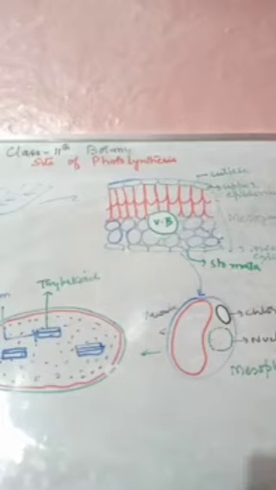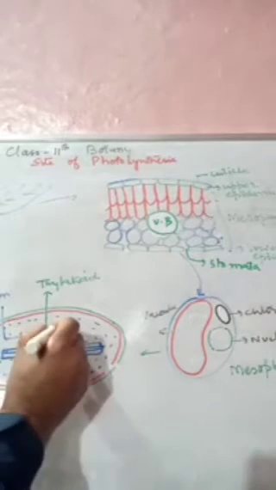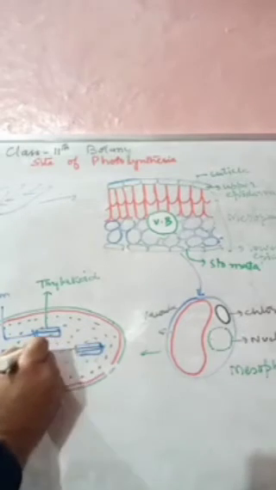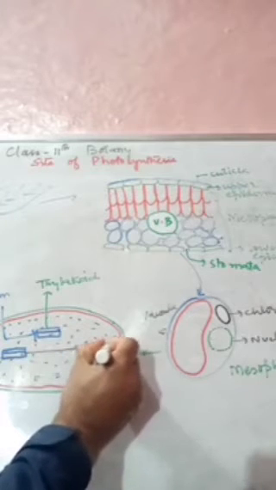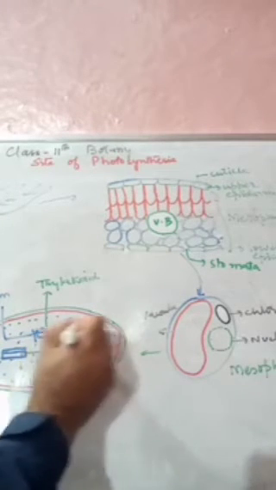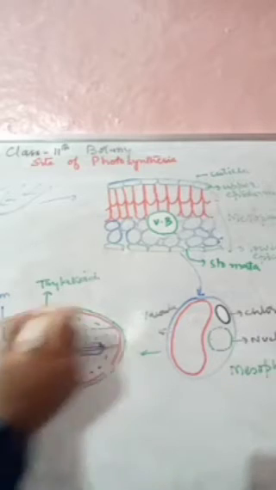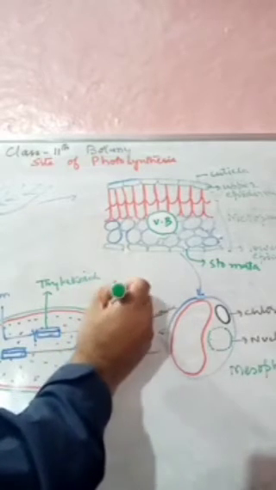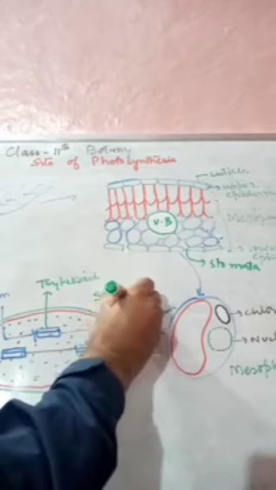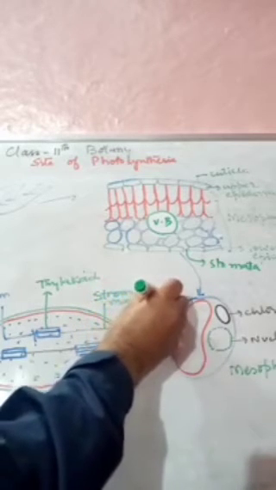Now, grana are interconnected with each other like this. They are even interconnected with the outer membrane and this inner membrane. They are interconnected with one another. These structures connecting them are called stroma membranes.